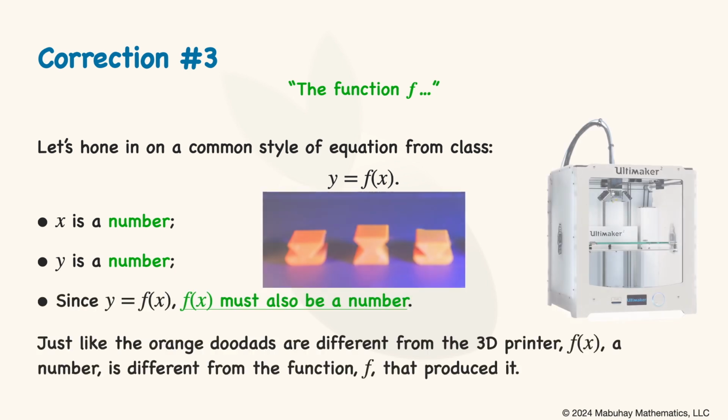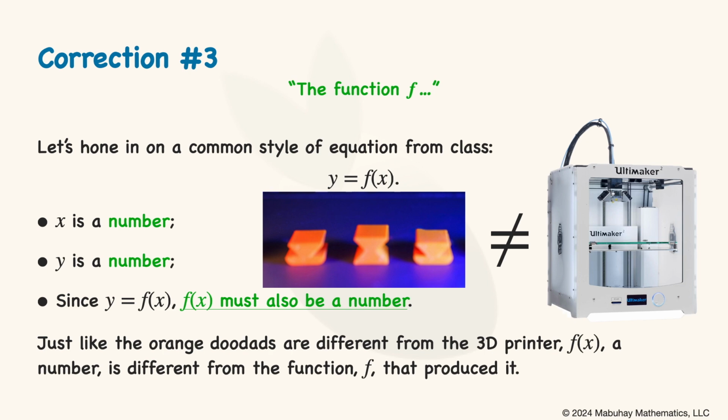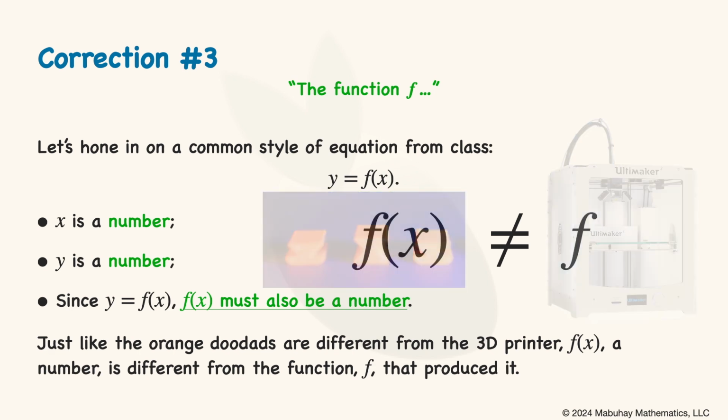And so, just like the orange doodads that come out of the 3D printer are literally different objects than the 3D printer itself, f of x, a number, is a different mathematical creature than f, the function that produced that number.